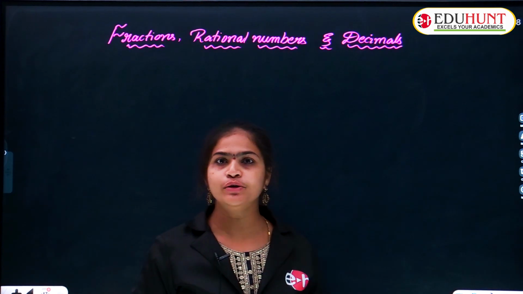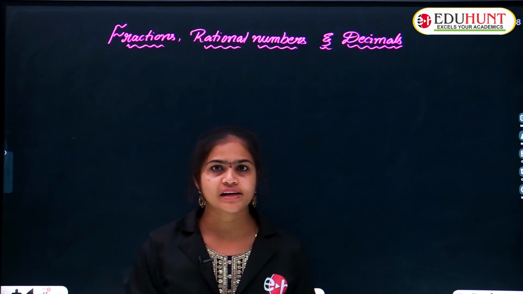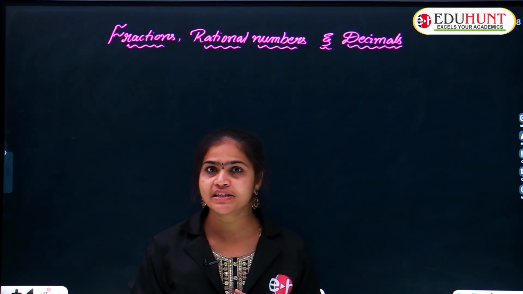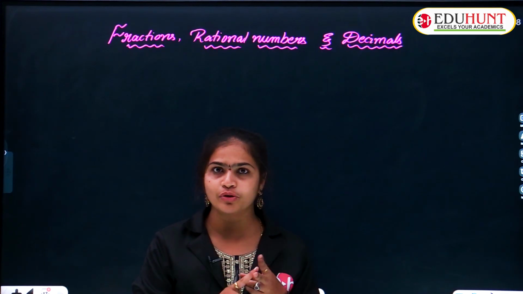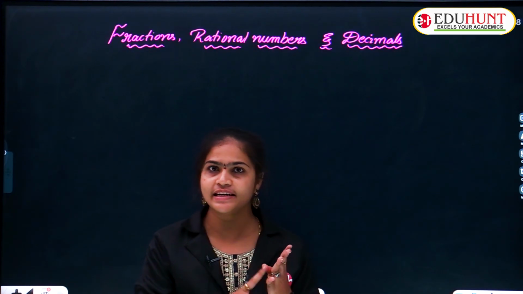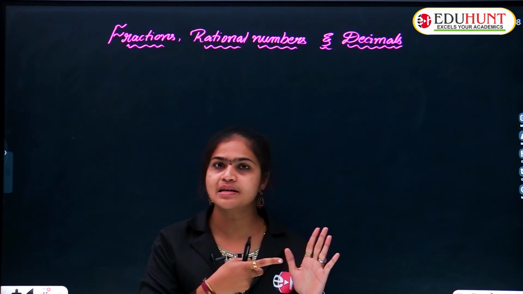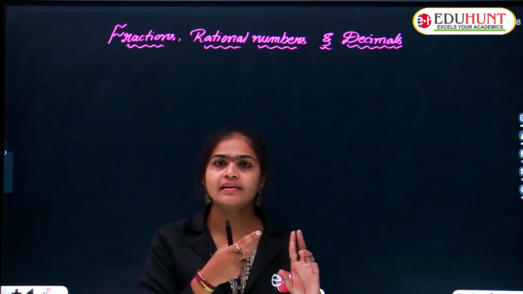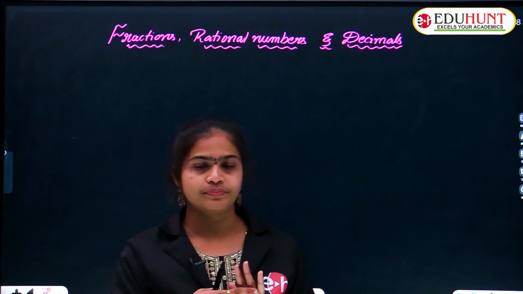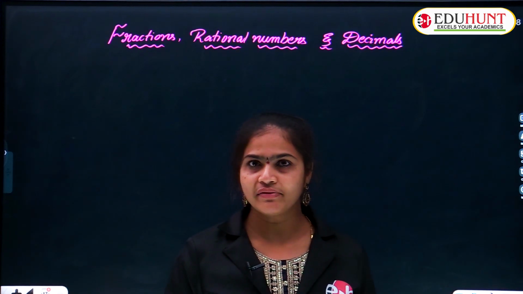Children, in the previous video we discussed up to odd numbers, right? What did we discuss in the previous video? Types of numbers: natural numbers, whole numbers, integers. Along with that we discussed successor, predecessor, even numbers and odd numbers. We discussed all these concepts in the previous video, no?